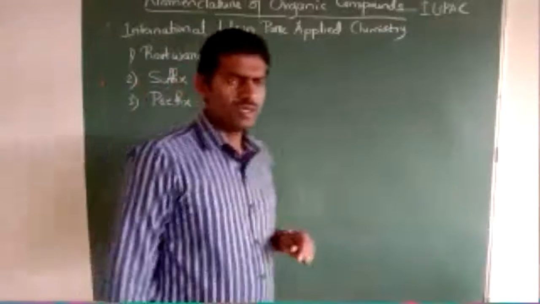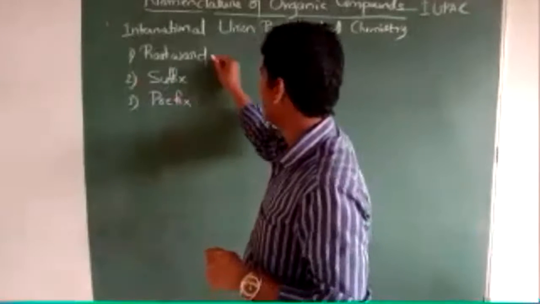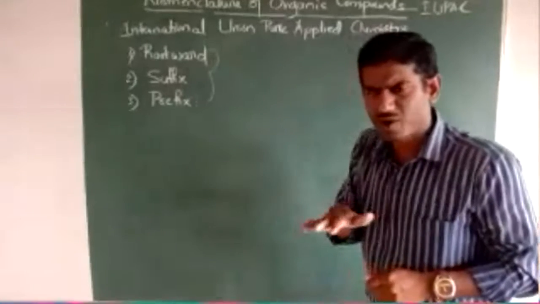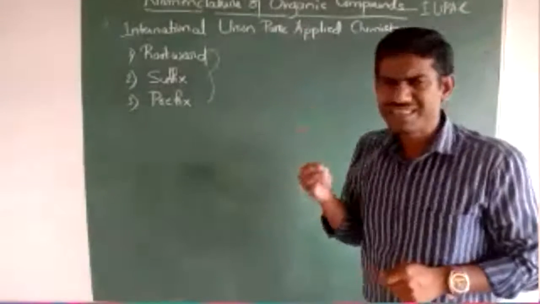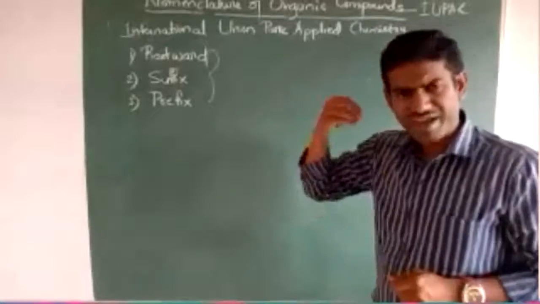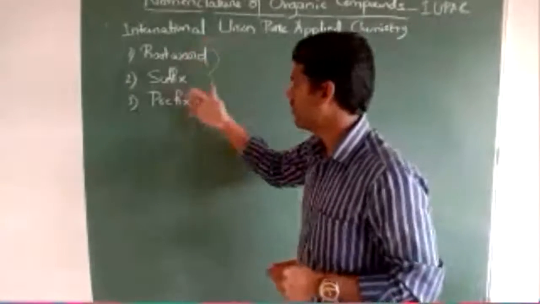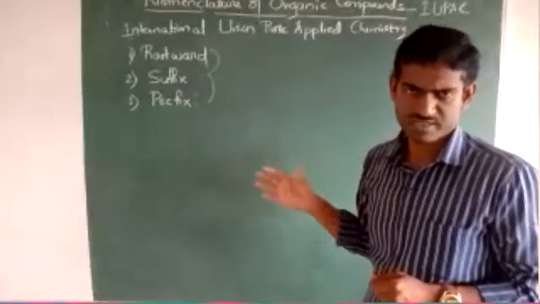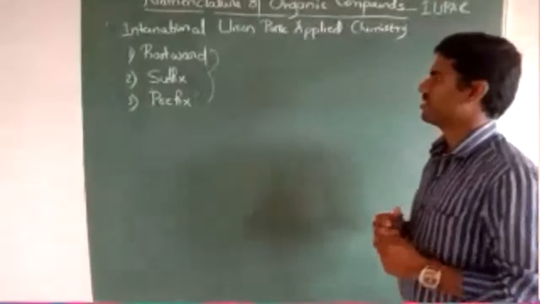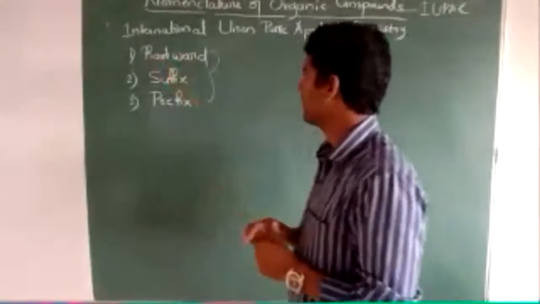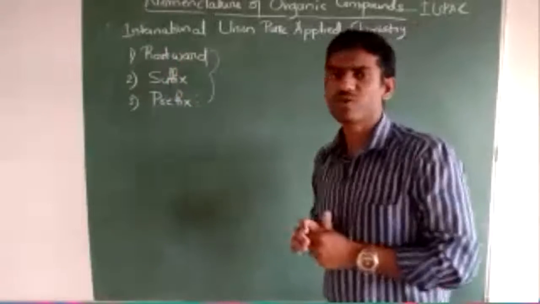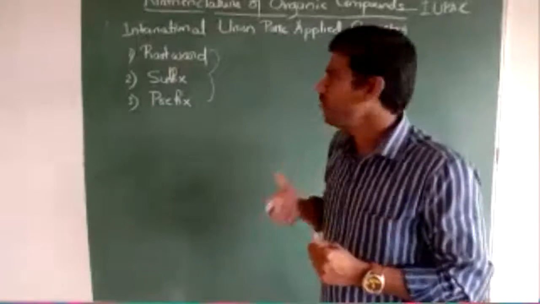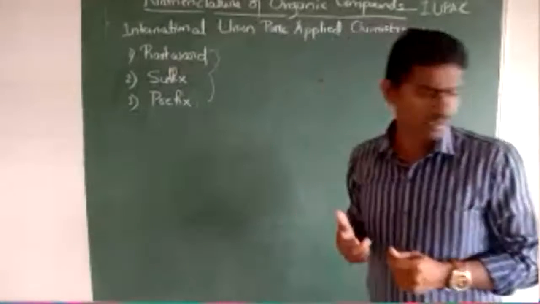If you learn in detail about root word, suffix, and prefix, you don't have any problem naming the compounds. Easily you can name any type of compound using these three components. Is it okay? So we will study them one by one. First, root word. What do you mean by root word?